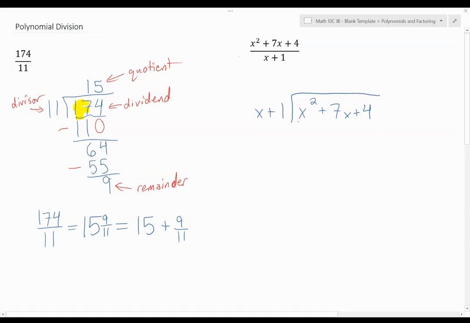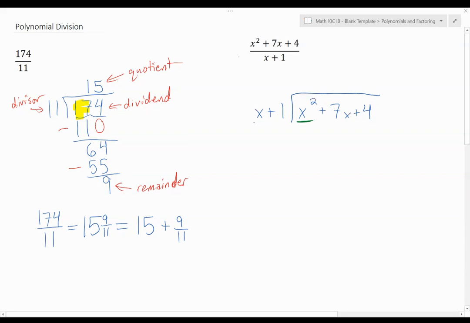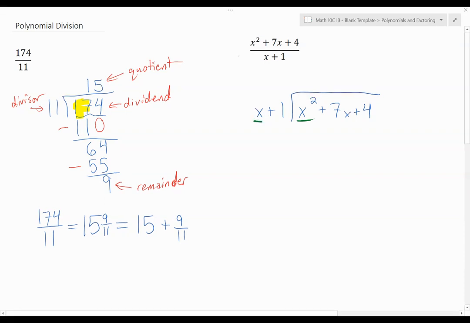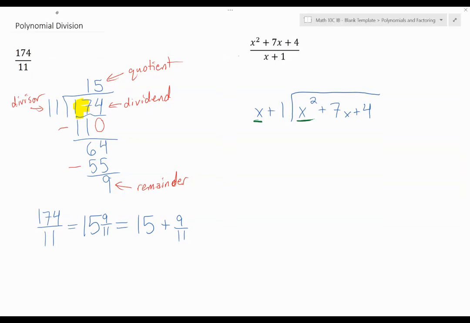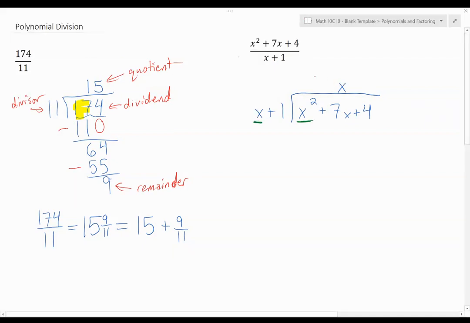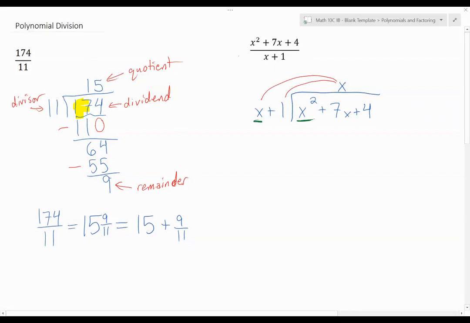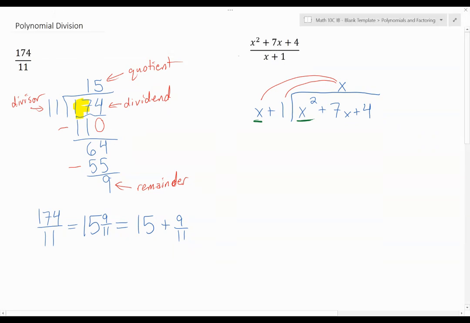I can have 2 digits in one place. So I start with the term farthest to the left in the dividend, and I divide it by the first term in the divisor. So x squared divided by x is x. I'm going to line that up with the other linear term in the dividend. So x squared divided by x is x. And now I'm going to distribute when I multiply. So I'm going to multiply that x by both parts of the divisor so that I can figure out what my remainder is, what's left.